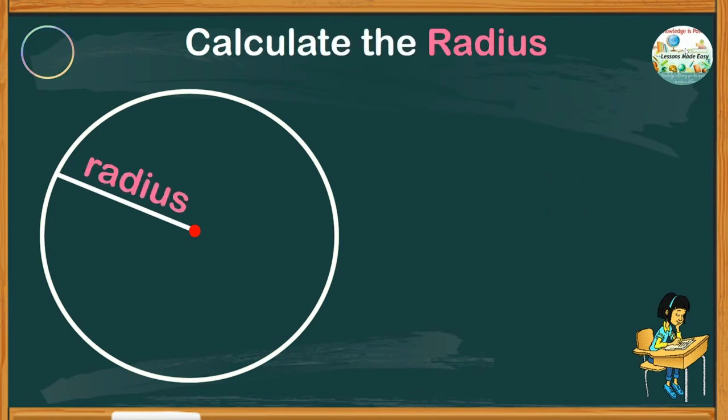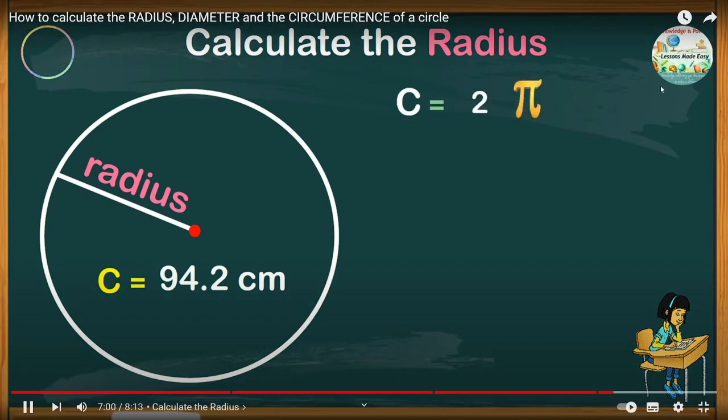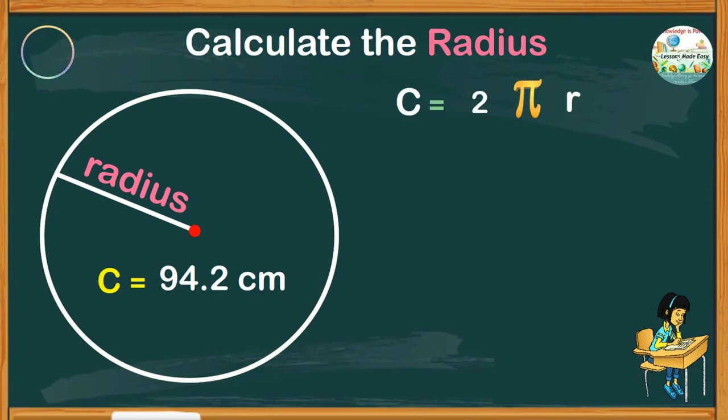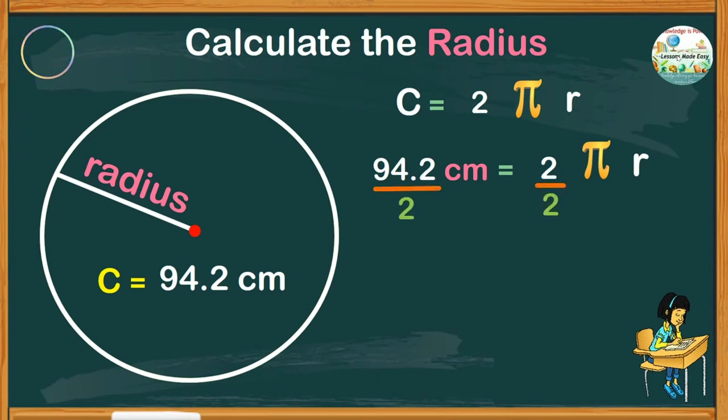Calculate the radius of a circle with a circumference of 94.2 cm. In this problem, we can use the formula c equals 2 pi r and substitute the values. The circumference is 94.2 centimeters equals 2 pi r. Let's make the number much smaller by dividing both sides of the equation by 2. So what's left of the circumference is 47.1. And on the other side is pi, which is 3.14, and r.